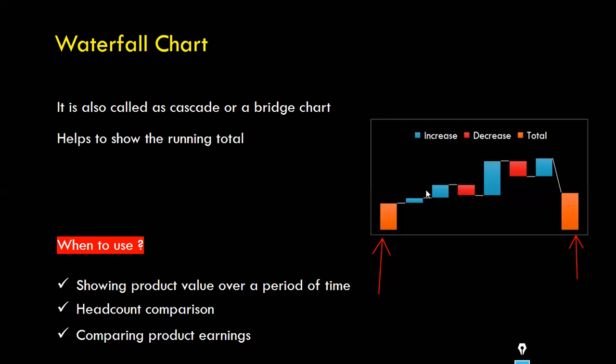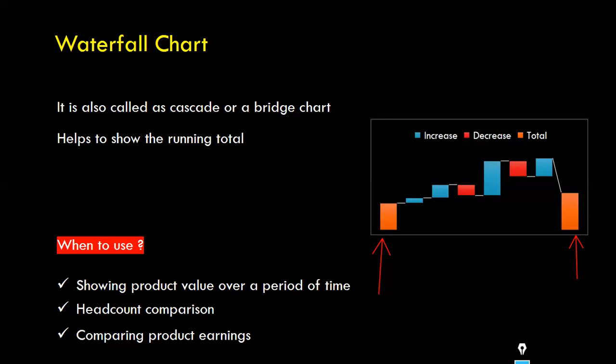Right? So they started here and currently I'm here. So in between, how many of them we onboarded, how many of them left us. In that kind of situation, you can go for headcount comparison, and comparing product earnings, and showing product value over a period of time. The stock price, right? So the Wipro stock price, the day I purchased, it was here and suddenly it went up, and suddenly it went down. Currently I'm here. This is the price now.